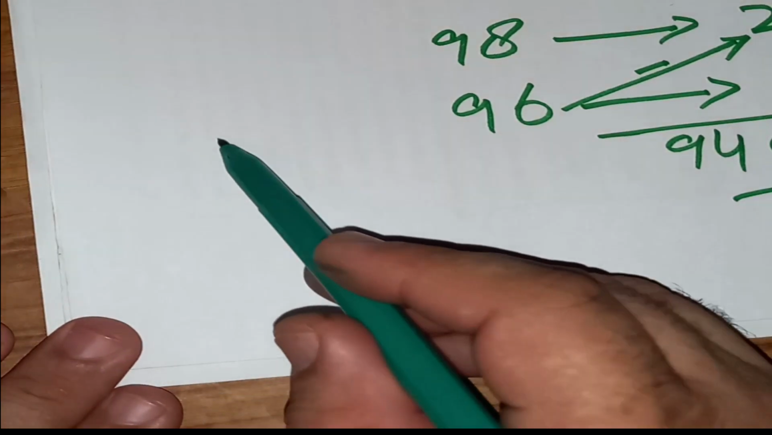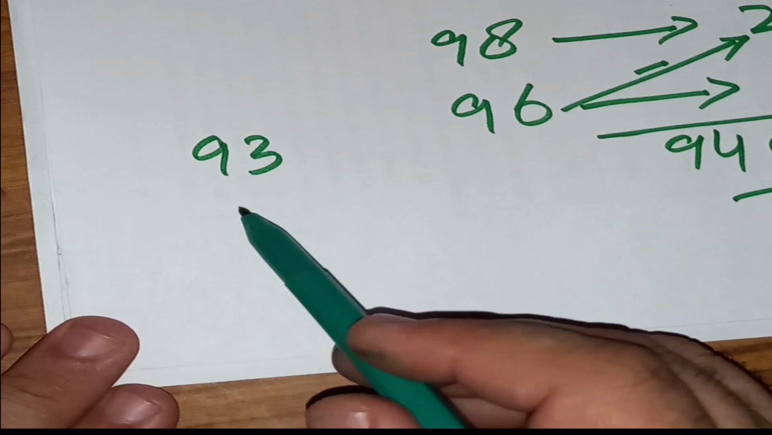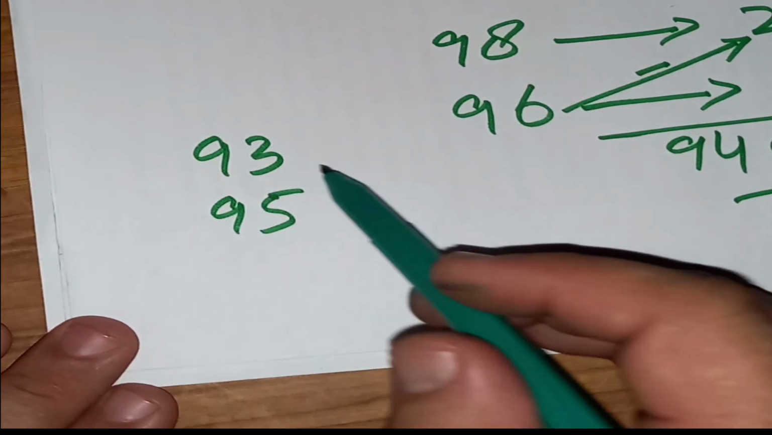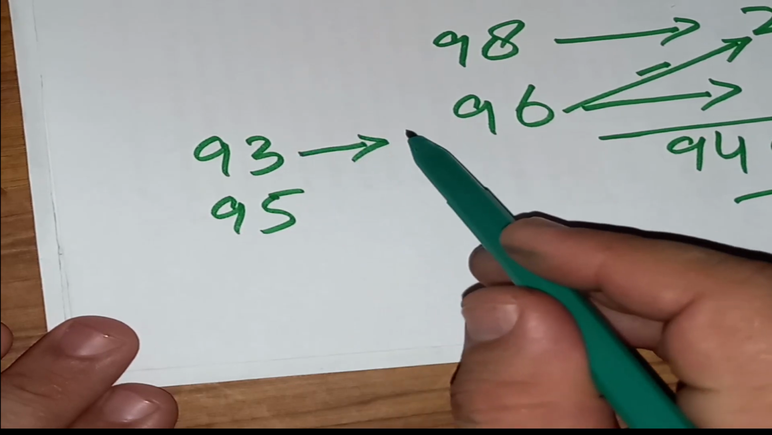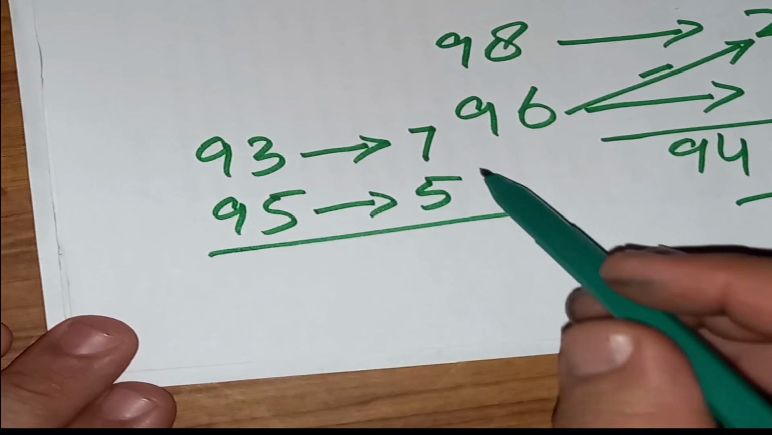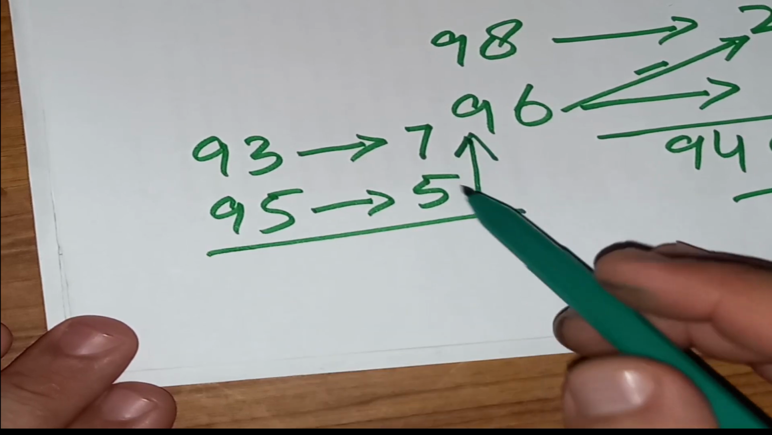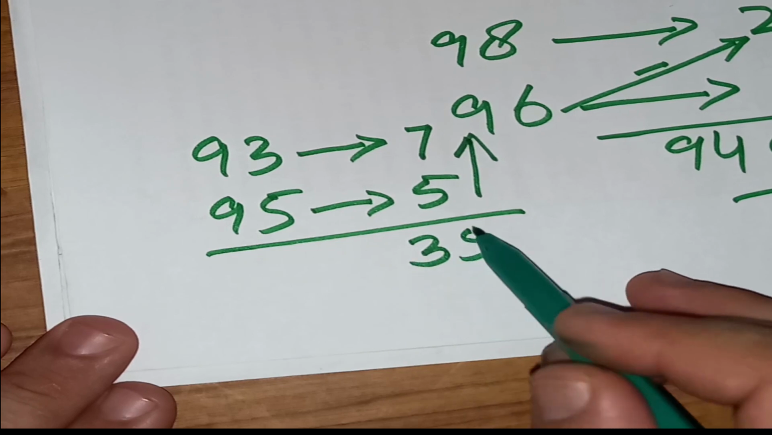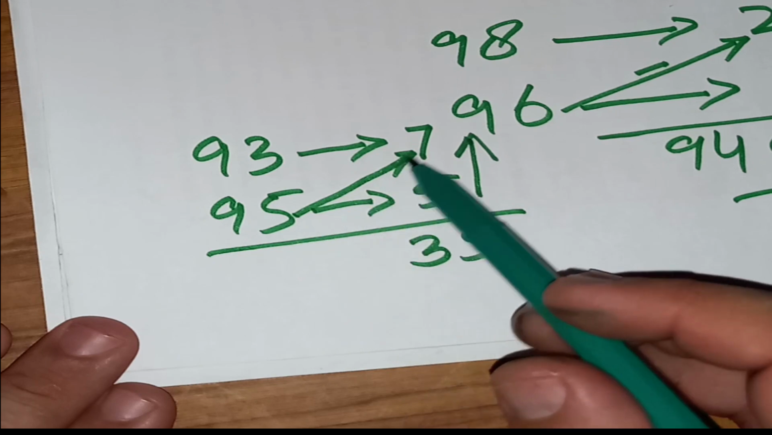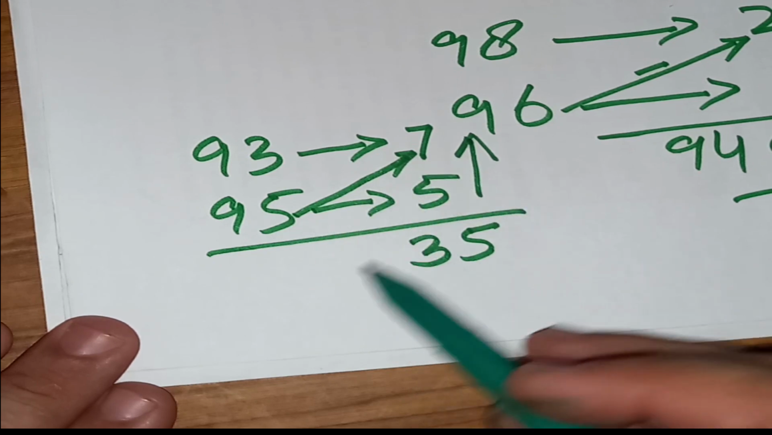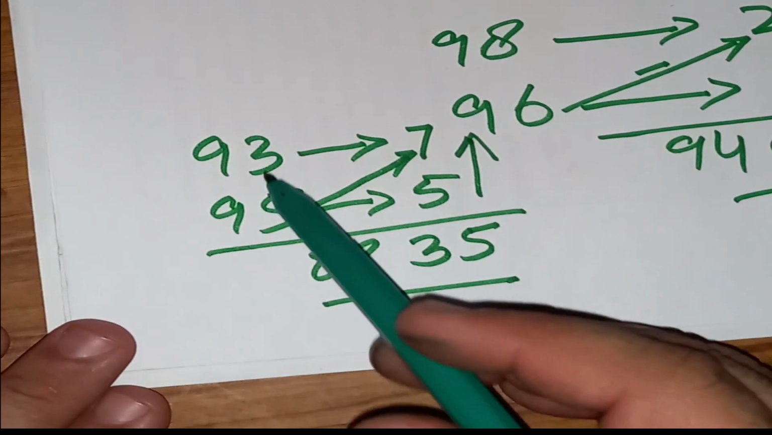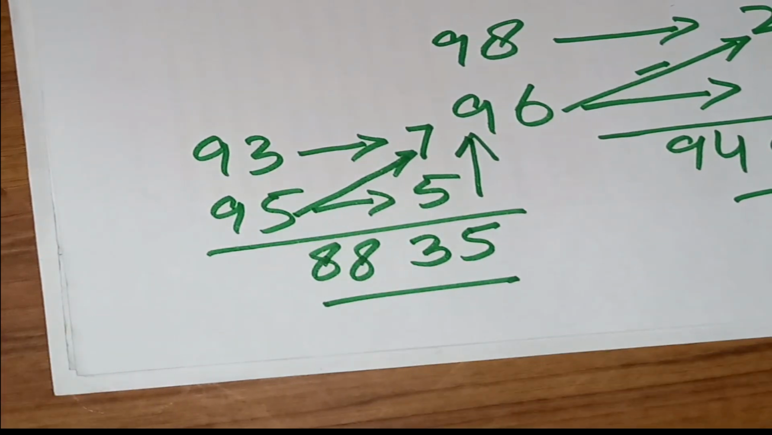Let's try 93 and 95. These are both nearer to 100, but this one is 7 less and this one is 5 less. So multiply these two. 7 fives are 35. Now subtract: 95 minus 7 is 88. And this is the multiplication of these two numbers.